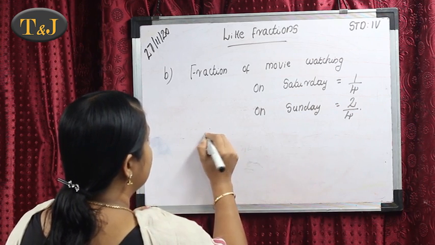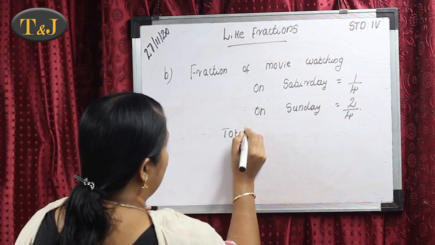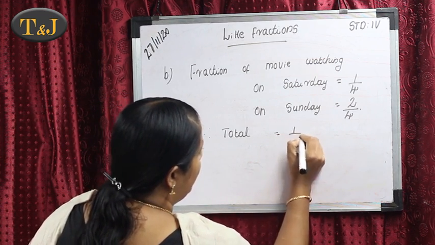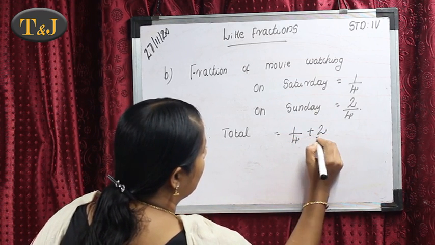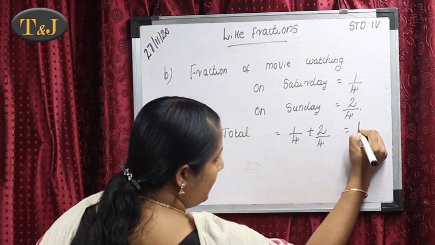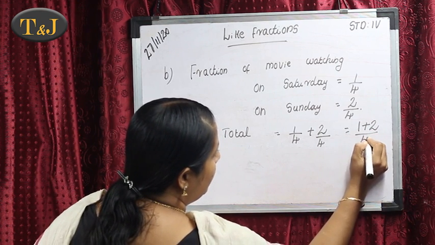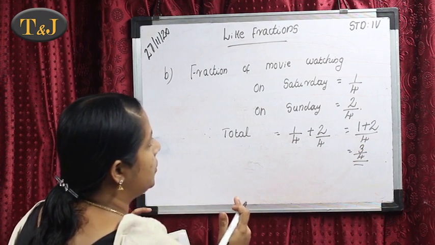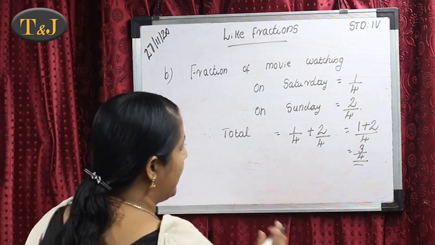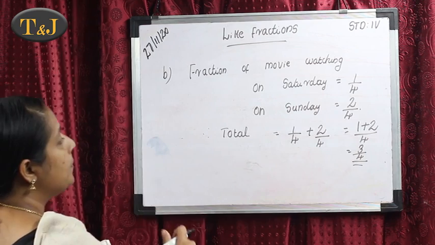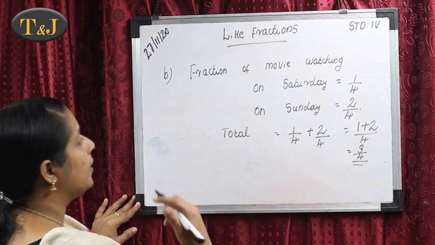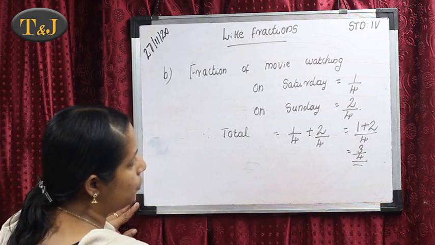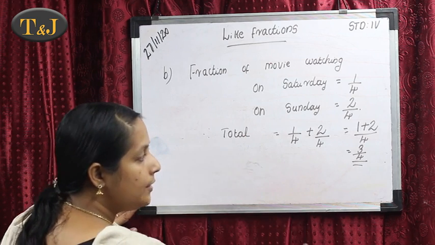Then we want to find the total fraction of the movie watched on both these days. That means 1 by 4 plus 2 by 4. We are adding only the numerators. That means 1 plus 2 by 4. Then 1 plus 2 equals 3 by 4. So she watched 3 by 4 of the movie on both days. Next, one more question in that problem: what fraction remains of the movie? She watched 1 by 4 on Saturday and 2 by 4 on Sunday, so she watched 3 by 4 part in total.